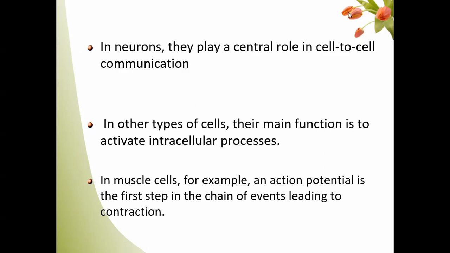Normally, the main function of neurons is cell-to-cell communication. In other types of cells, the main function is to activate intracellular processes. When considering muscle cells, the action potential is the first step in the chain of events leading to contraction. So in muscle cells, the function of the action potential is to initiate contraction, but in neurons, the main function is cell-to-cell communication.